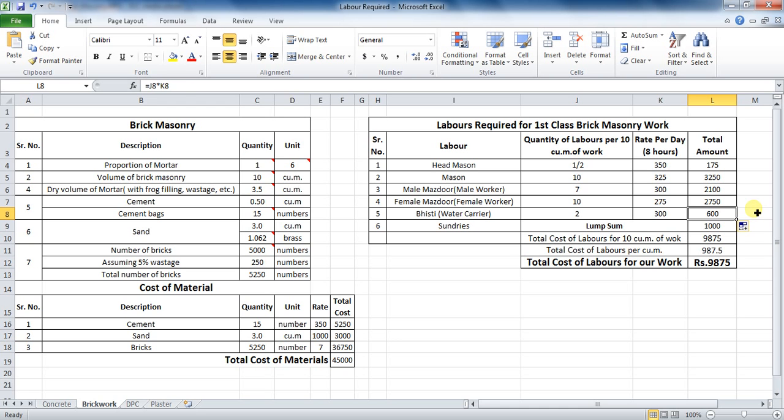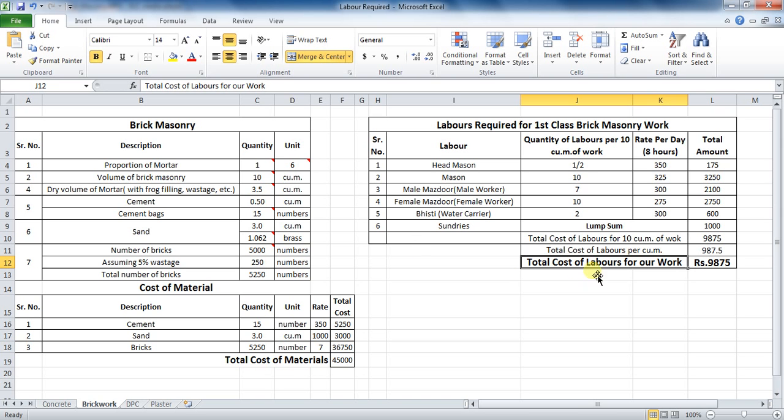Next part is to calculate the total amount of labors for 10 cubic meter of work. So the formula in Excel will be equal to sum, bracket start, cell L4 to cell L9, which comes to be rupees 9875. Next part is to calculate the total amount of labors per cubic meter of work, that is for 1 cubic meter of work. So the formula will be this value divided by 10. So the formula in Excel will be cell L10 divided by 10, which comes to be rupees 987.5.